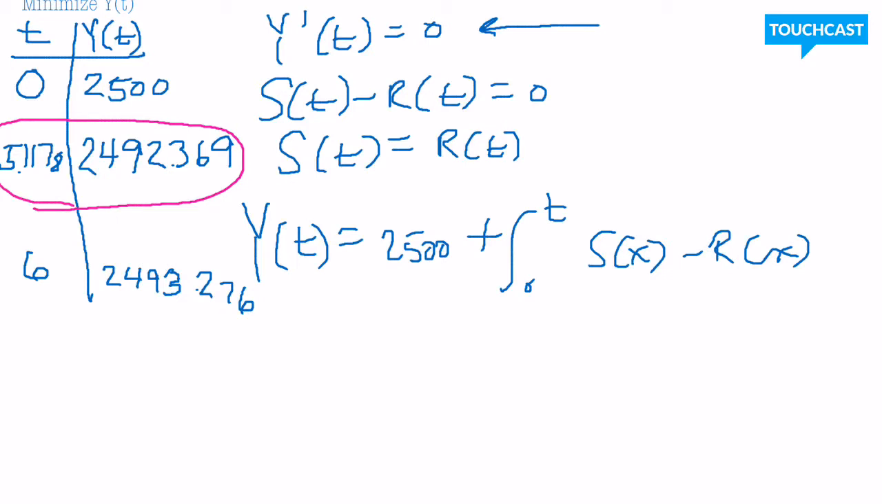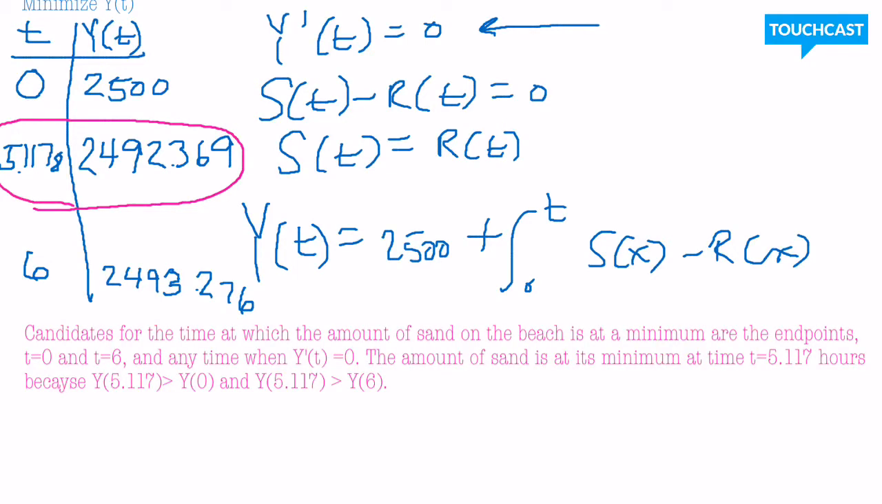So notice we've been asked to justify your answers. I'm going to write up my justification. I'm going to recommend highly that you write this down and you spend some time practicing it so that you can use it in your free response notebook too. So my justification has to include my reasoning for only including t equals 0, 6, and 5.1178 in my list. So to cover myself there, what I need to say is that candidates for the time at which the amount of sand on the beach is at a minimum are the endpoints t equals 0 and t equals 6, and any time when y prime of t equals 0.